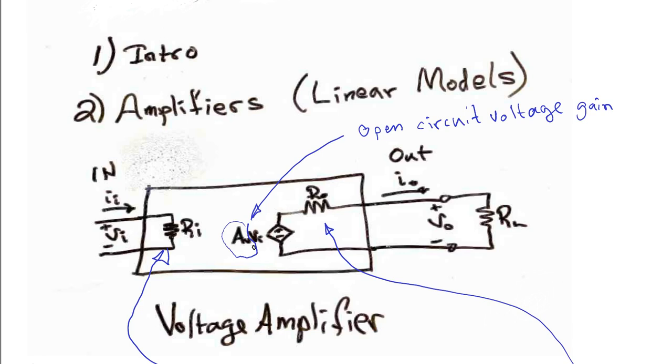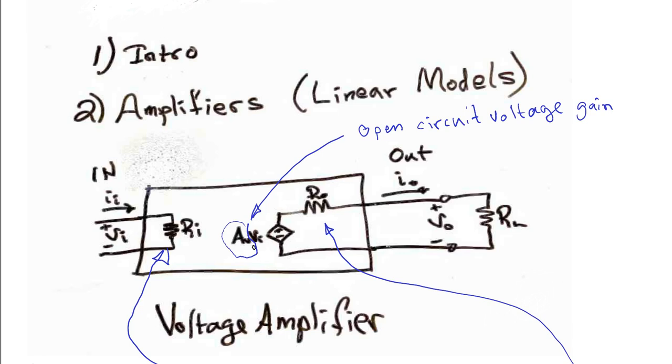The output circuit is another Thevenin model, where the Thevenin source is a voltage-dependent voltage source instead of the usual independent source. This source voltage is the input voltage multiplied by AVO, the open circuit voltage gain of the amplifier. The Thevenin resistance of the output circuit is R sub O, the output resistance. The input and output resistances could be replaced by impedances if capacitive and inductive effects are important to the designer.